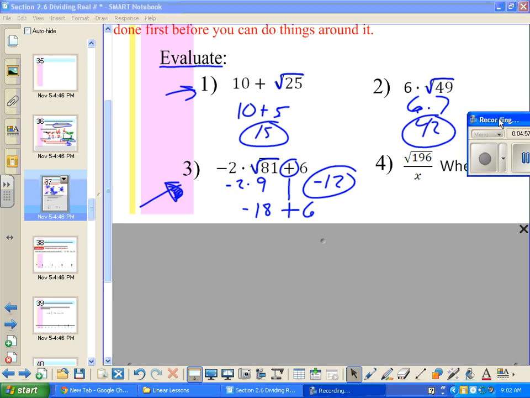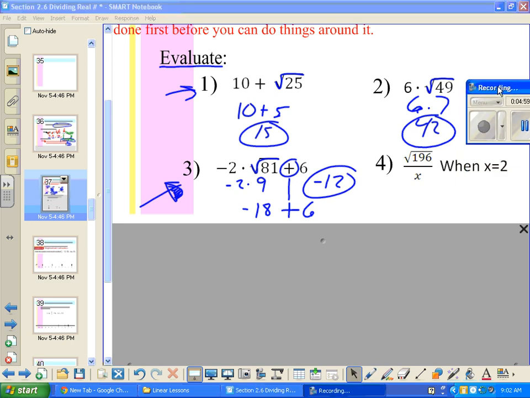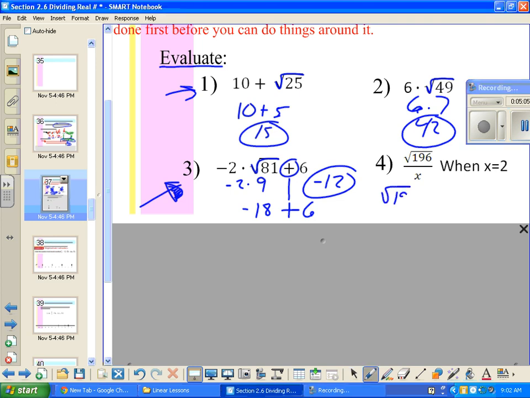And then that last one, I'll move my bar out of the way here. Square root of 196 over x, where x is 2. So I'm just going to rewrite this problem so that my variable now has my number in there. I can just put 2 in for x like it says. Square root of 196 is 14. And 14 divided by 2 gives me 7.